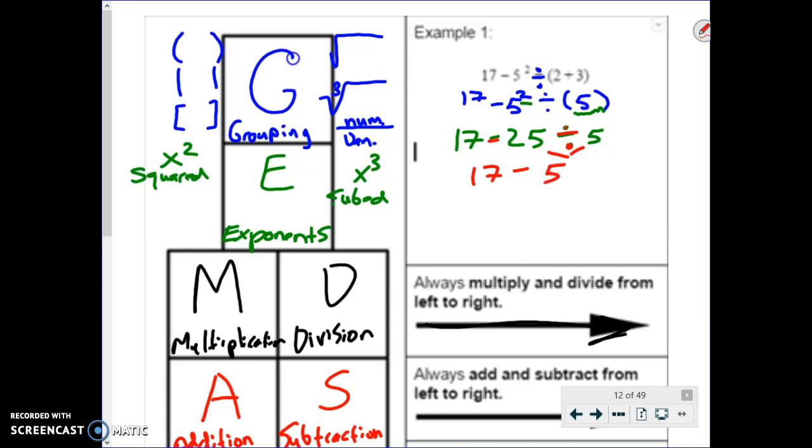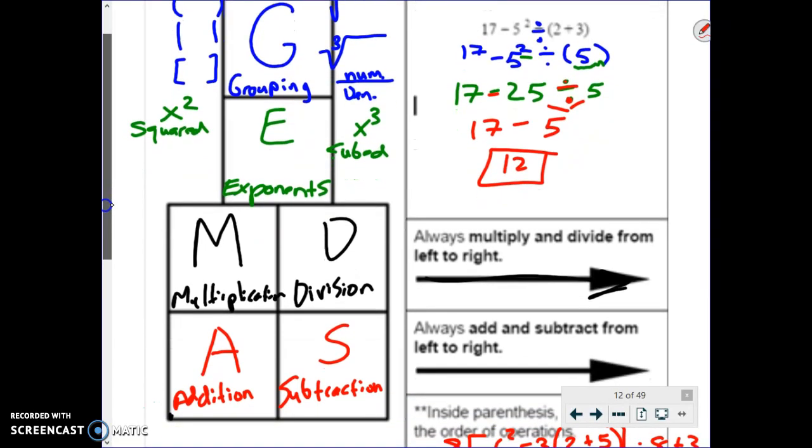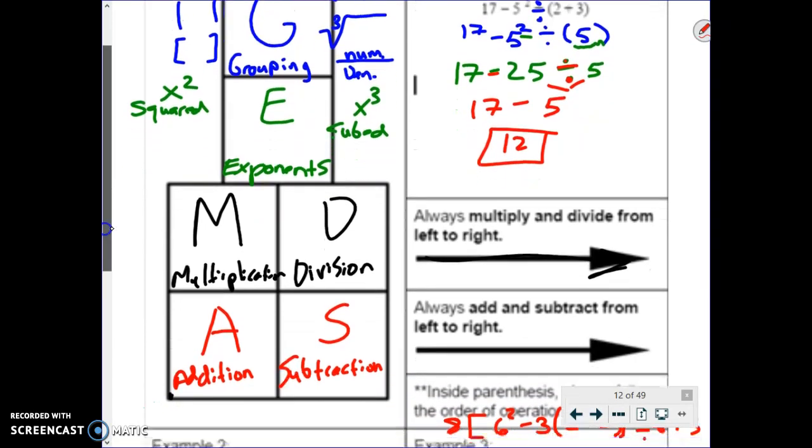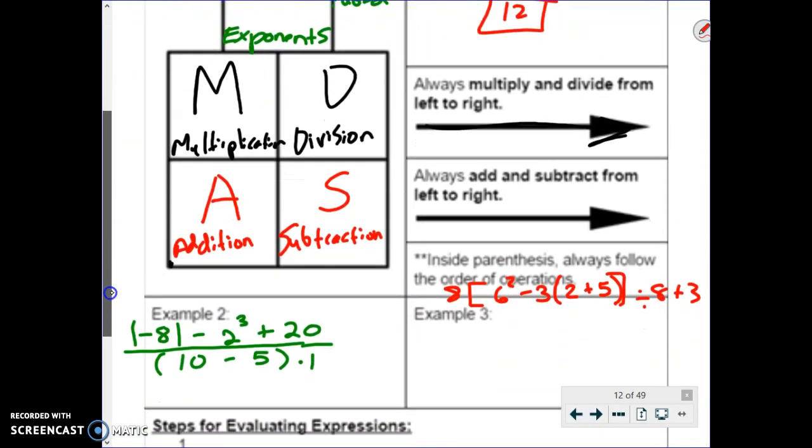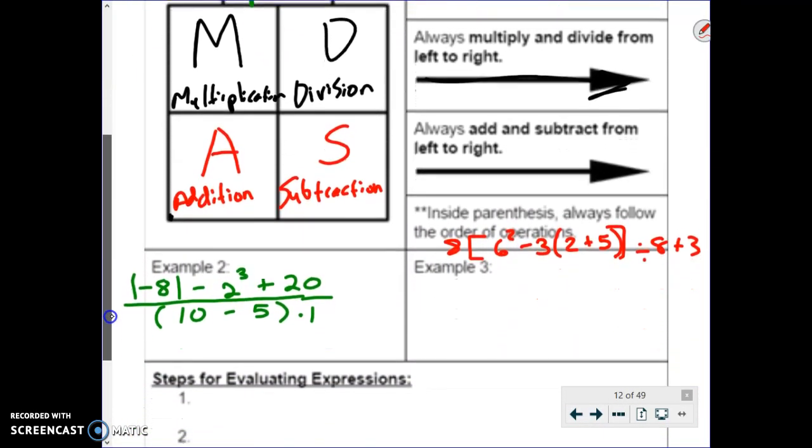And finally, I'm going to finish this problem off by doing the subtraction, which gives me an answer of 12 for this expression. So that's the first order of operations problem we're going to see. I always point out that we don't have an equal sign because this is an expression. Students haven't earned their equal sign yet, so they don't get to use it.